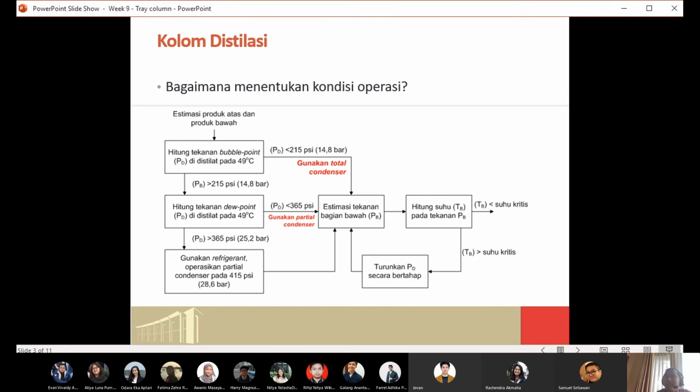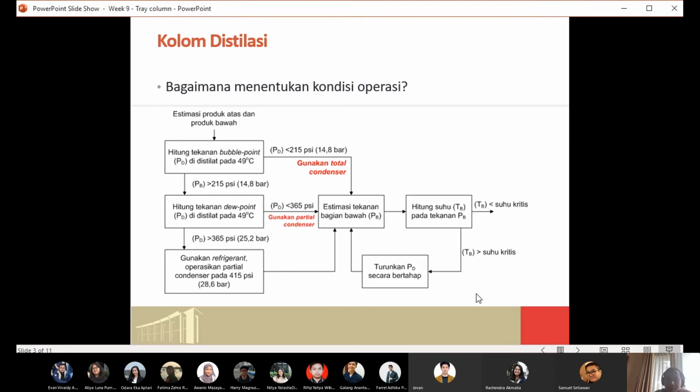After you know about the critical points, it means that you already know about the temperature and the pressure. After you know the pressure of that critical point, you define the bottom pressure below the critical pressure. Why? Because in this case, the bottom product will be in liquid, and the duty of the reboiler is to vaporize, to change from the liquid into the vapor.